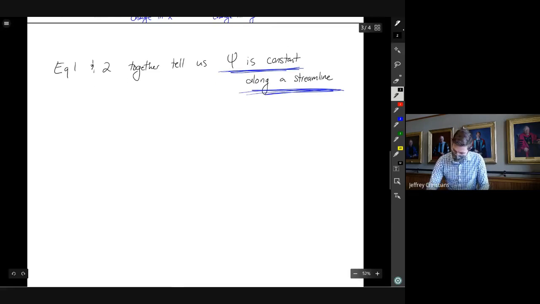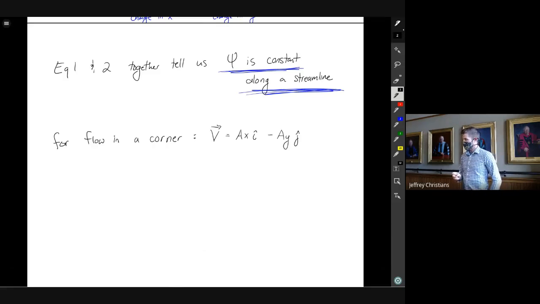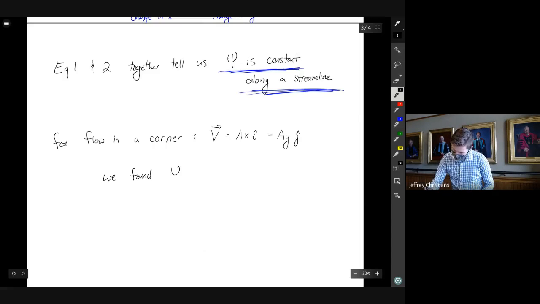So we had, for flow in a corner, this velocity field, v equals a x i hat minus a y j hat. So this is the example we started last time. We found that psi equals a x y plus c. That's kind of where we ended.